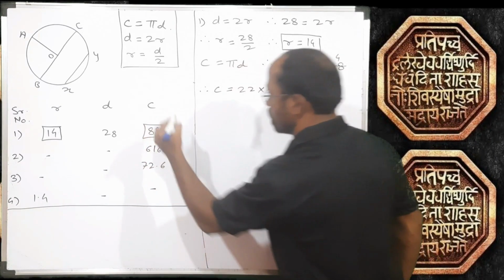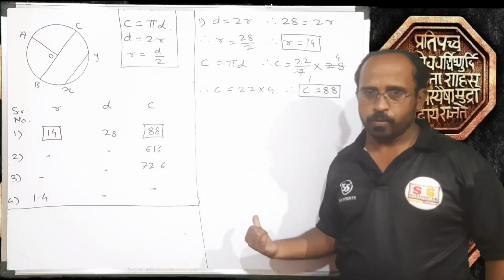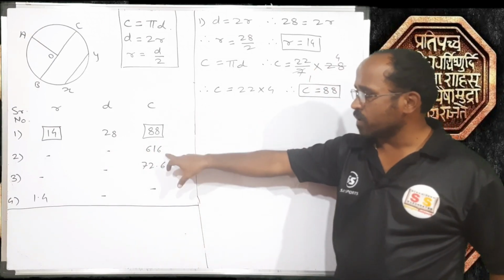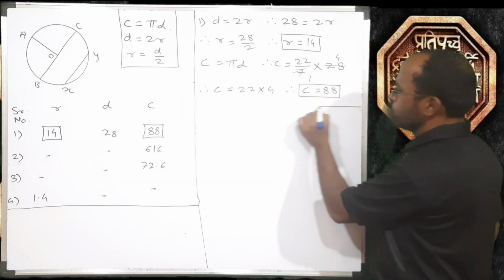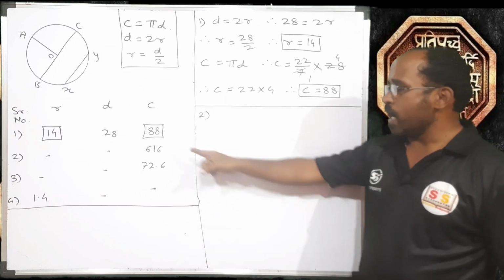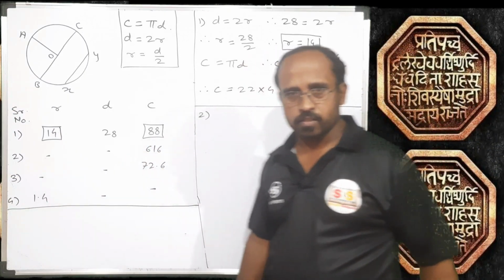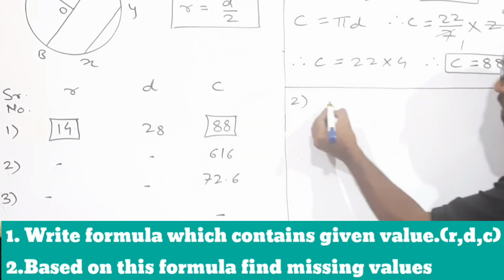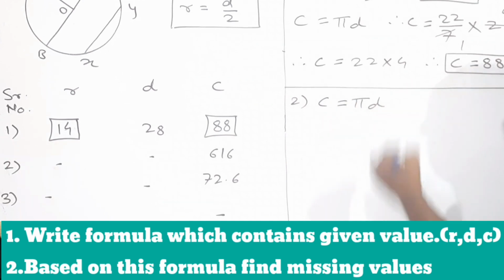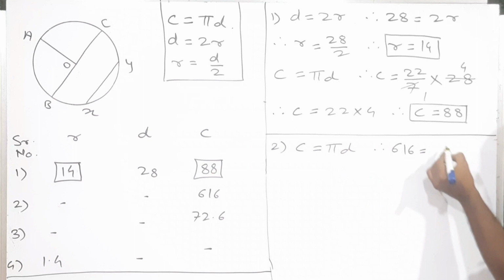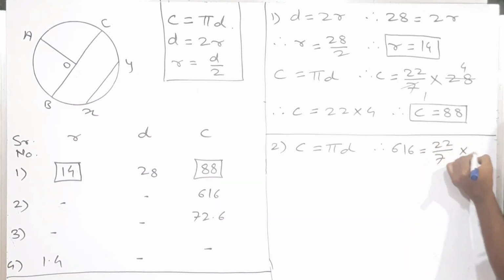We saw one example where radius was given in the same video. Now we are looking for the example where radius is not given. So let's see the next example, example number 2, in which circumference is given. Okay, and based on this circumference we have to find out diameter and radius. So whichever is given, write the formula for that. C is given, so c is equal to pi d. Now replace the values in the formula. Therefore c is equal to 616, which is equal to pi, pi is equal to 22 upon 7 multiplied by d.